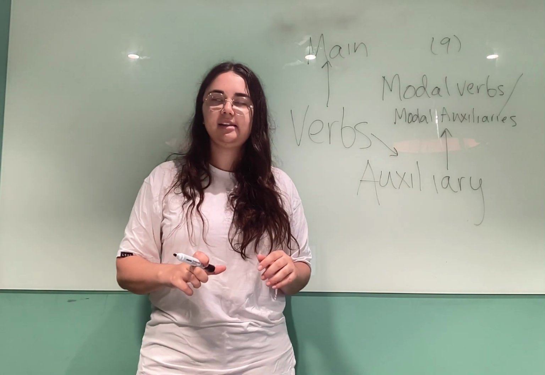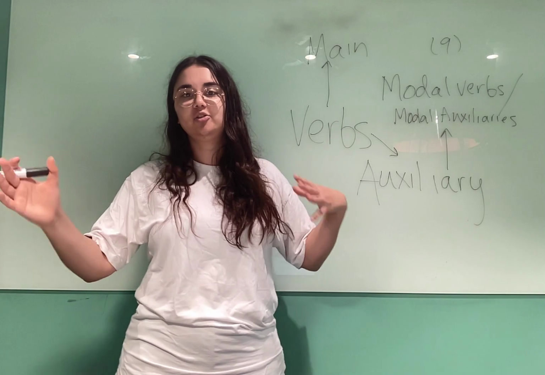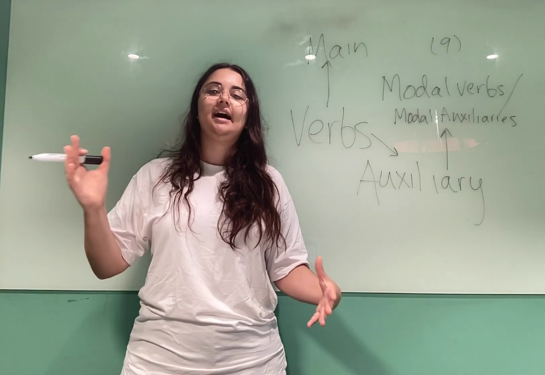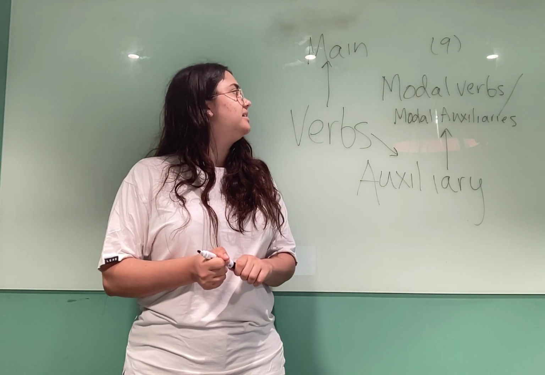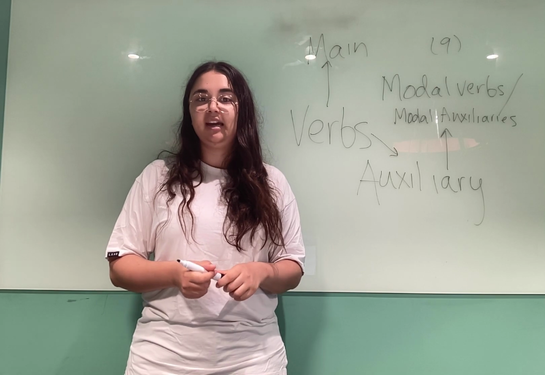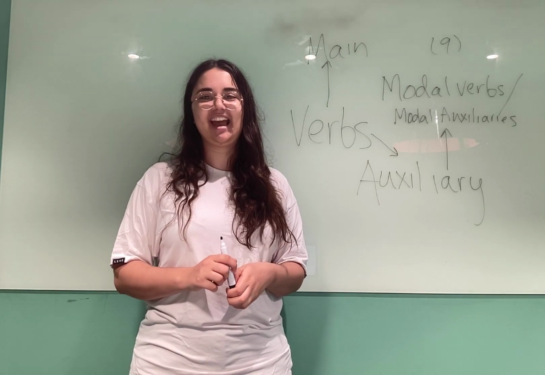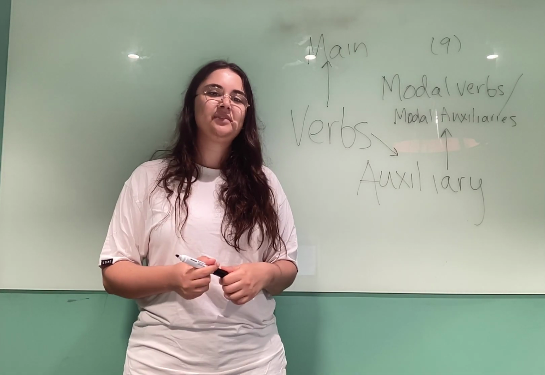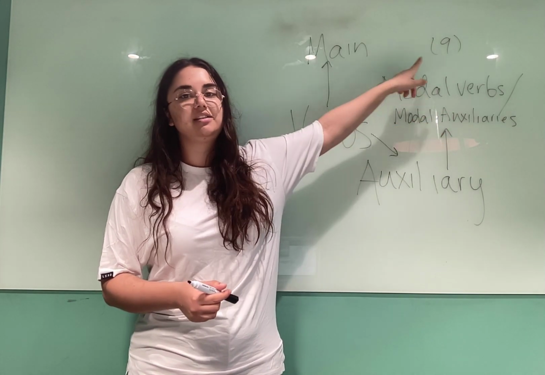So the way I learned them when I was in VCE was I turned them into a song. I would walk around and say can, could, shall, should, will, would, may, might, must. And you just create a bit of a rhythm to it. You start to remember them. And once you know them, you know them. It's been many years since I graduated VCE and I still know them because of those little songs that I made up. So just remember modal verbs, modal auxiliaries, there's 9 of them.